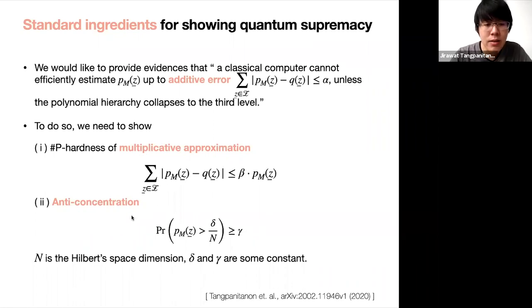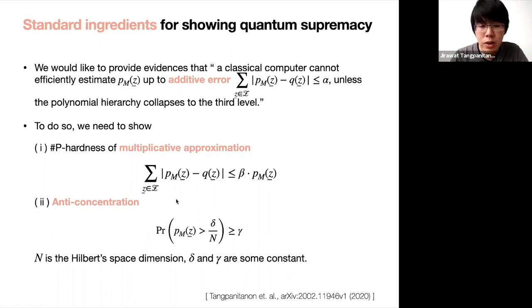And the second condition that we need is known as anti-concentration, which basically says that the output probability distribution should not concentrate on particular values. It should be widely, evenly spread, so it's hard for the classical computer to guess.